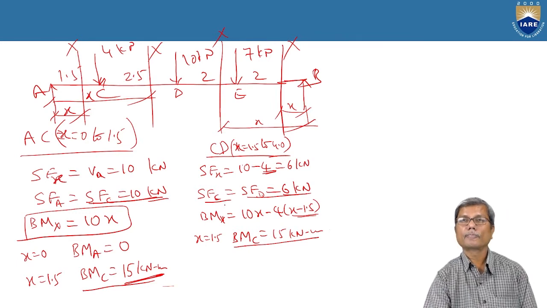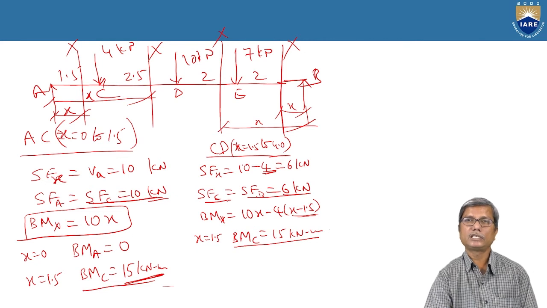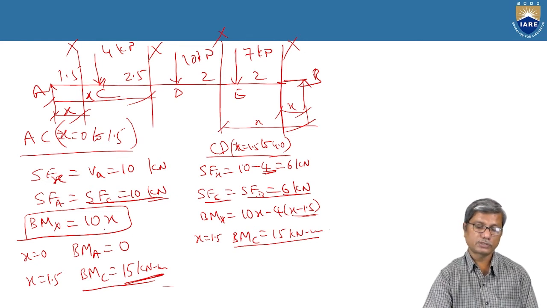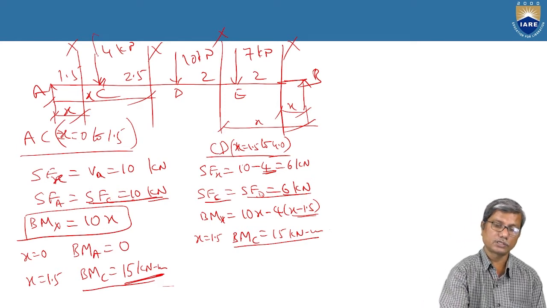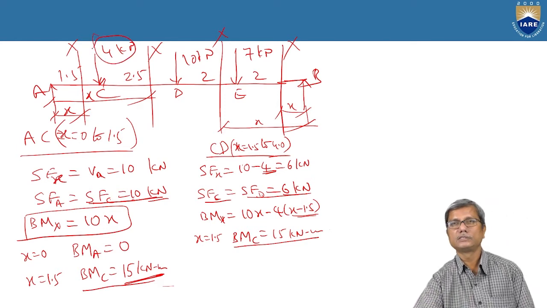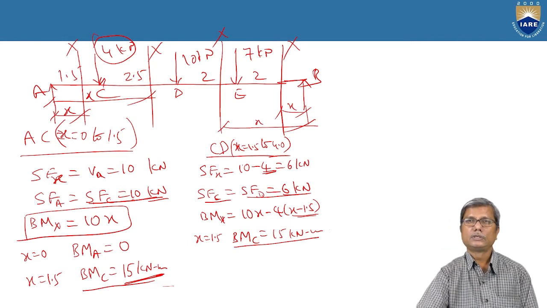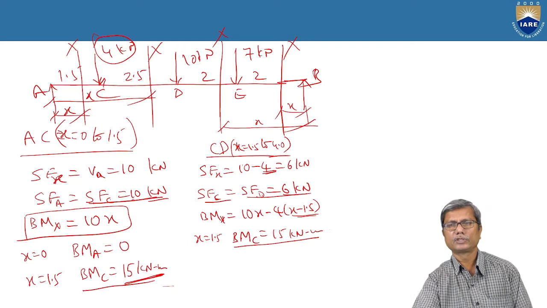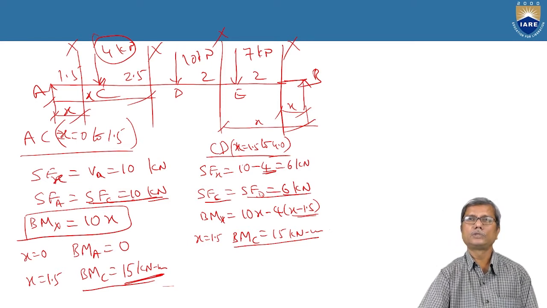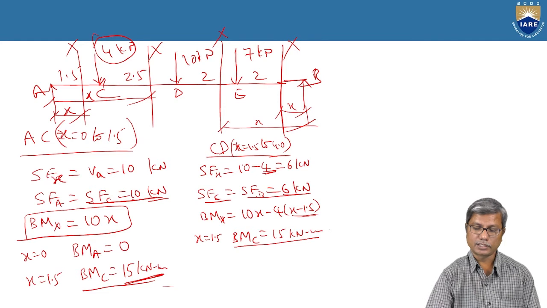So exactly at C, the shear force changes from 10 to 6. There is a drop in the value of shear force by 4 kilonewtons, which is nothing but the load acting at C. So wherever a point load is acting, there will be a drop in the value of shear force, or a rise, by an amount equal to the load acting at that point.